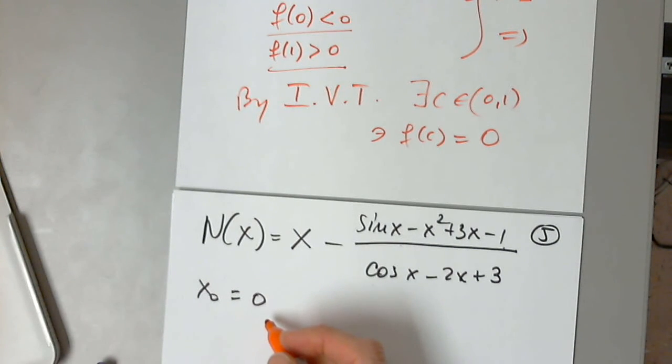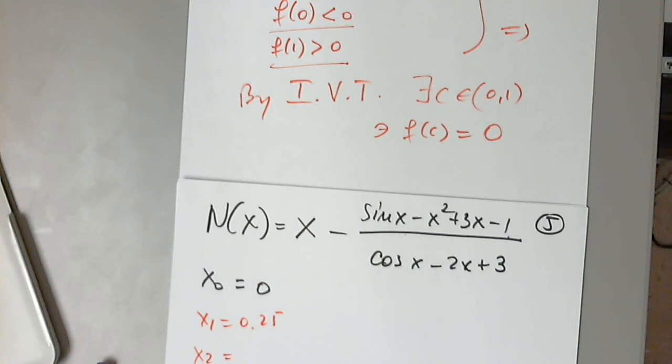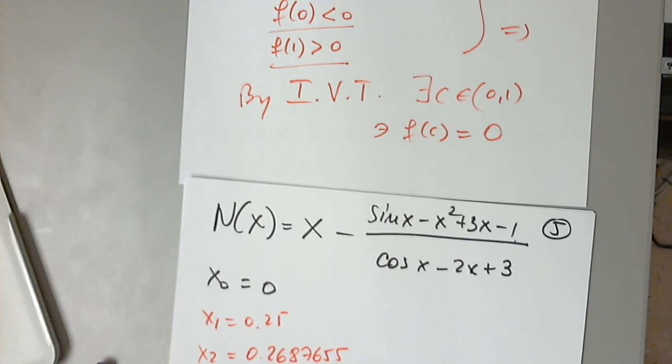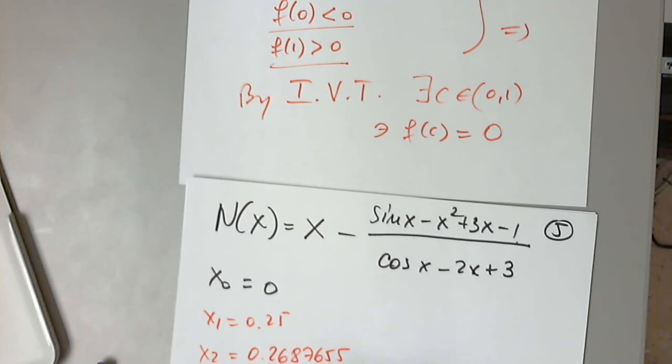So x0 is 0, x1 is 0.25, and x2 is coming up right now. So when I click enter, then I have 0.2687655. And then I continue, I copy what I see. Nothing else, I don't do anything. So then I have x3, which is 0.268888134. And I'm hoping that I don't have to copy the next one, because it's quite close. Yay, I don't have to copy the next one.